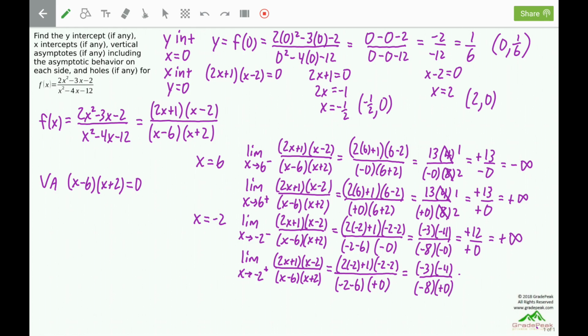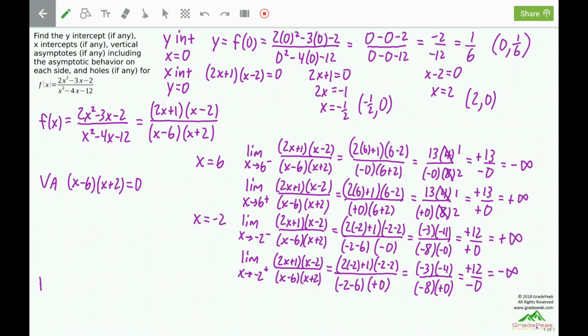Times the positive 0. A negative 3 times a negative 4 is a positive 12. Negative 8 times a positive 0 will be a negative, and 8 times 0 is 0. 12 in the numerator is positive. Positive over negative is negative. Non-zero over 0 is an infinity. And there's the asymptotic behavior on both sides of the x equals negative 2 vertical asymptote.